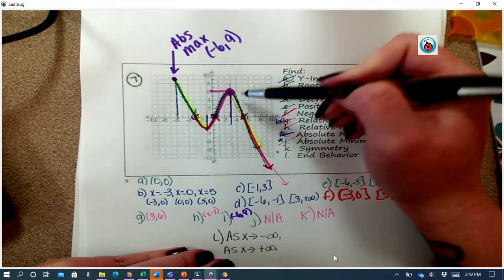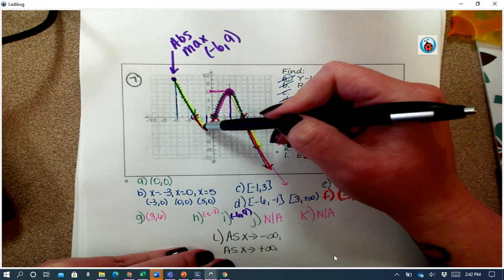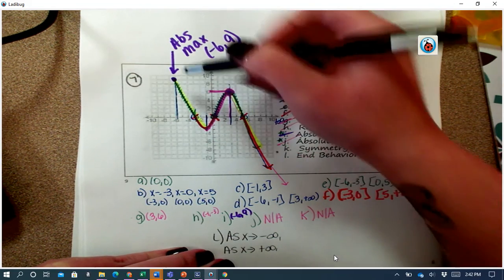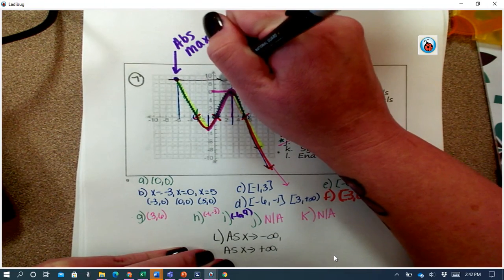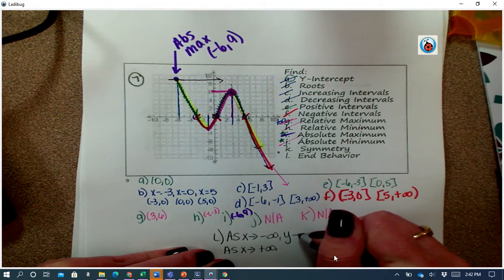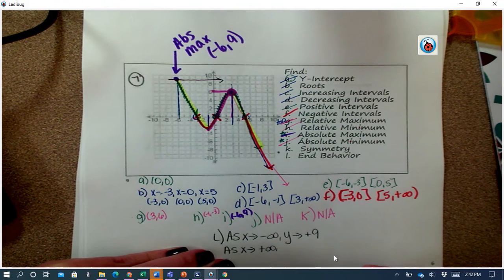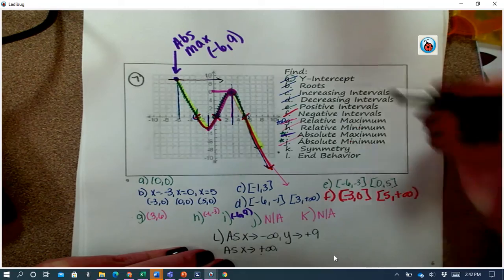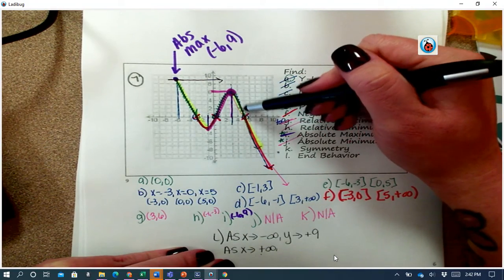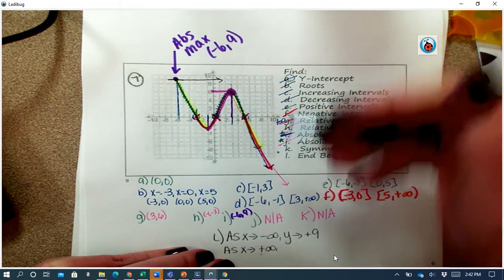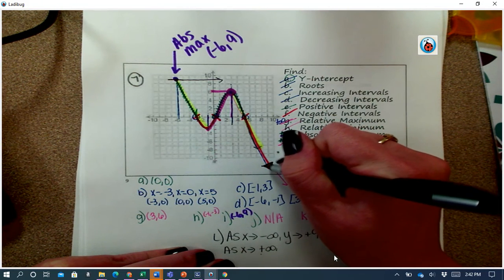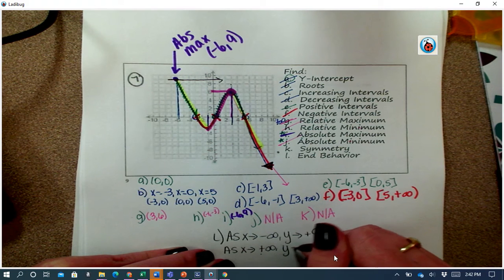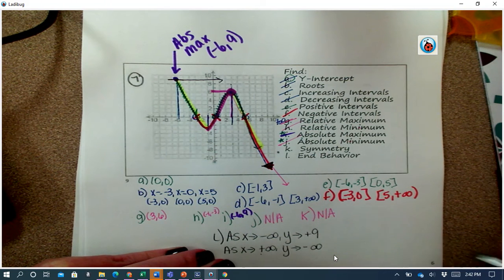So as we follow this to the left, what happens to your graph? Well, your graph stops right here. So your y value only goes towards +9. It doesn't go any higher than that. As x goes to positive infinity, so as you're following your graph to the right, your y keeps going down because your graph has that arrow, so your y goes towards -infinity.